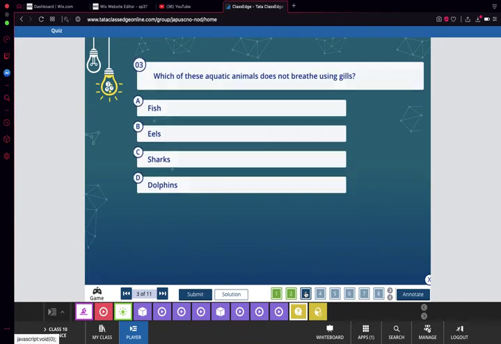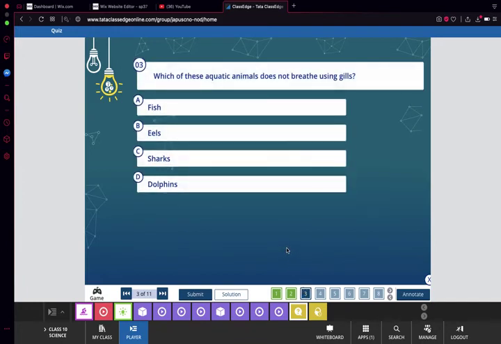Now come to the third question. Which of these aquatic animals does not breathe using gills? Yes, the correct answer is dolphin, because dolphin is a mammal and it breathes through lungs. All these three are coming in the fishes category. That's why they are breathing through gills.